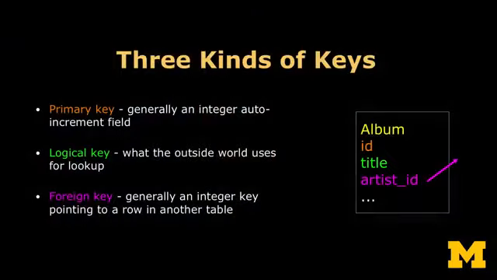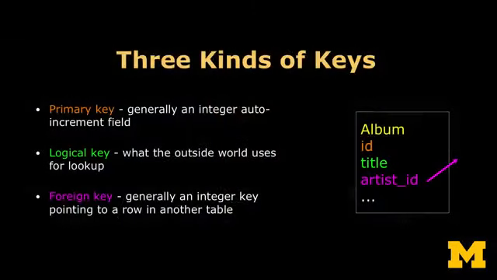And then the other thing that's sort of internal to the database is what's called the foreign key, and that is an integer in one table that points to a row in a different table. And that's why we call it a foreign key. That far away table is the foreign table. This is the local table.